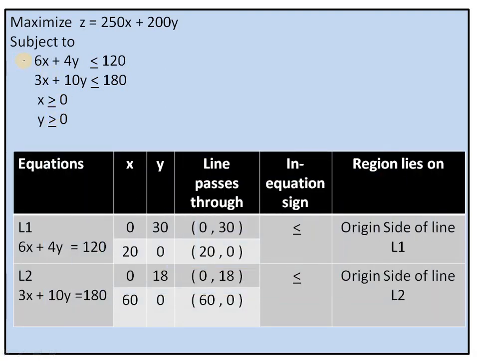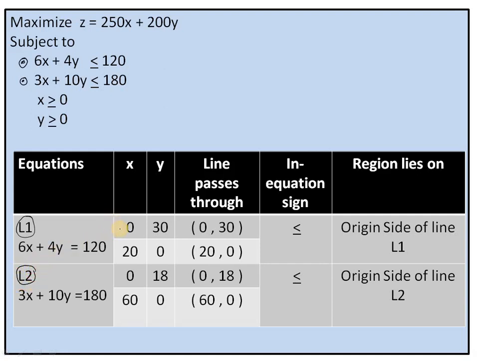For the first inequation, I have written the equation of the line 6x plus 4y equal to 120. Understood? And for the second line, I have written the equation 3x plus 10y equal to 180. Here is the inequation. The same inequation I have written in the form of an equation. Now I have to make the graph of this L1 and the graph of this L2, so I should know two points.